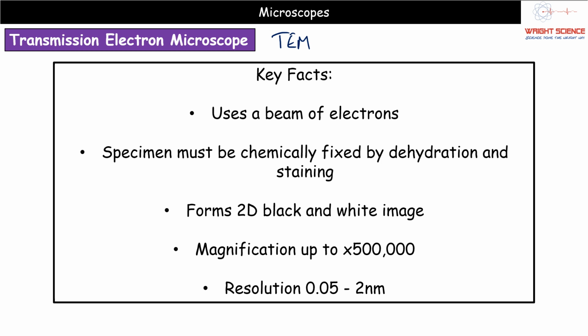And it's got a resolution, you can see there, of 0.05 to 2 nanometers. So again, it's not just that we can see things large, but we can also see things incredibly clearly. Those bits that are very close together, we can still see as separate objects. So we've got this very high magnification and resolution here, which makes our transmission electron microscope something that has revealed a lot about subcellular structures.